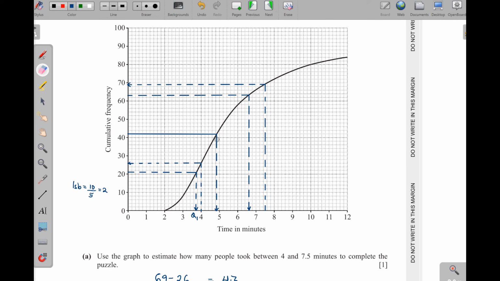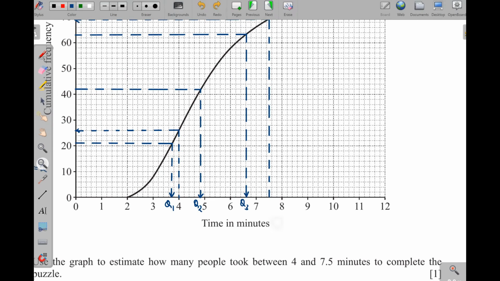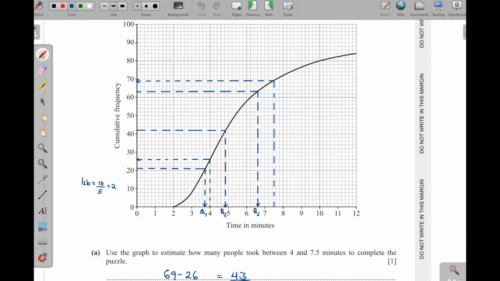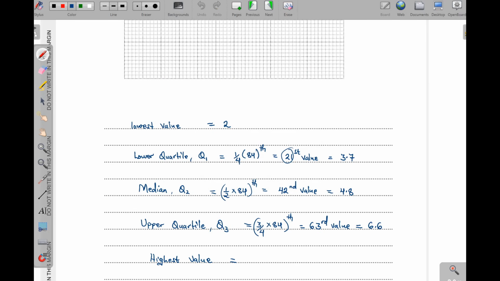Okay, so this one for the upper quartile, this is Q2, this is Q3. So this is 6.6. Yes, 3 small boxes. I think you can see them off the 6. So right here, 6.6. Then the highest value, of course, you just come to this one here, which corresponds to this. That is 12.